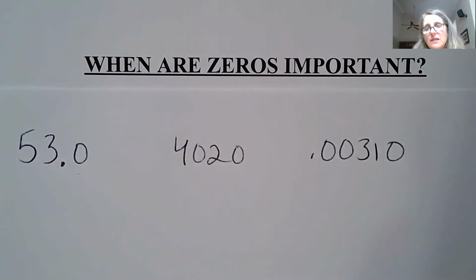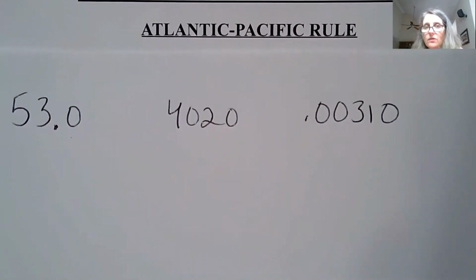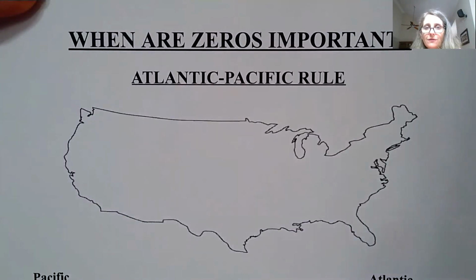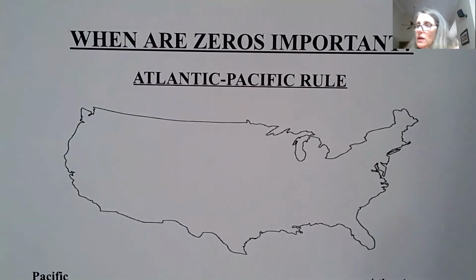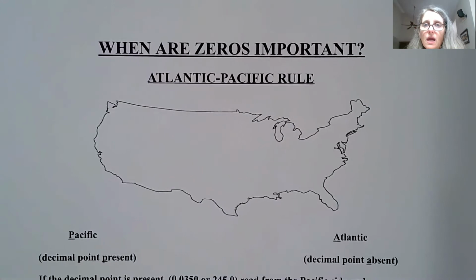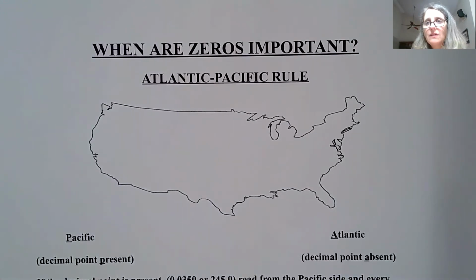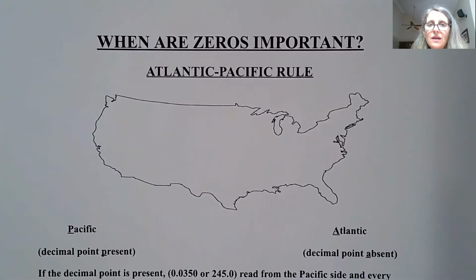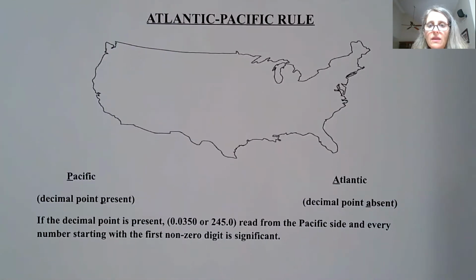So this is an easy way to determine when zeros are important and when they're not. This is my method of teaching it. Plenty of chemistry teachers use this. But if you talk to other teachers, they might do it a completely different way. So what it's going to be called is the Atlantic-Pacific rule. And the reason we use this is it kind of simplifies like 5 or 7 rules that you sometimes see books refer to.